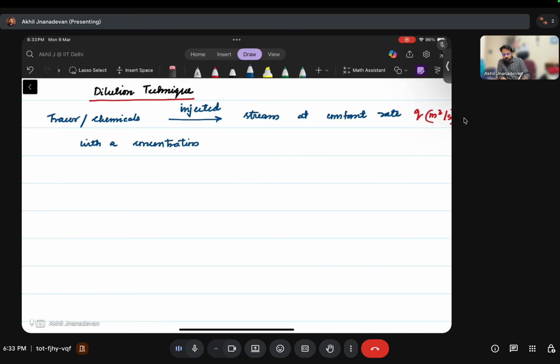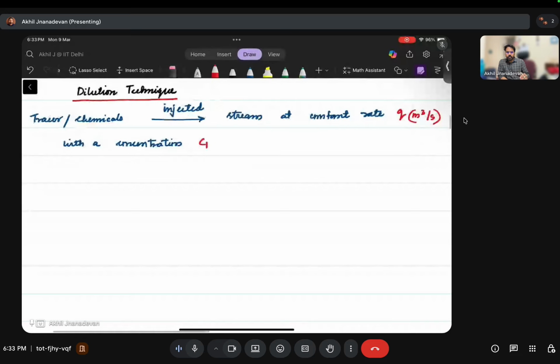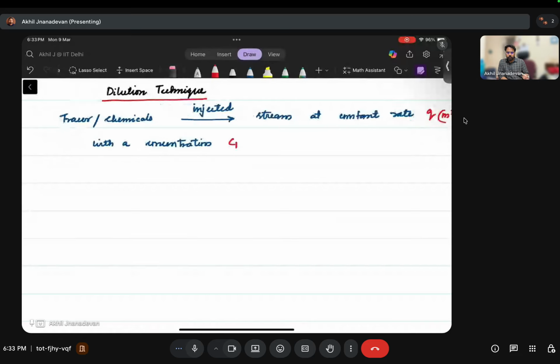So the concentration of the tracer that we are injecting is C1. Okay. So two things. The tracer is injected at a constant flow rate of small q, that is a flow rate, and the concentration is C1. And that is one thing to note. And the other thing is the flow rate of the stream, right? So the flow rate of the stream is equal to capital Q.